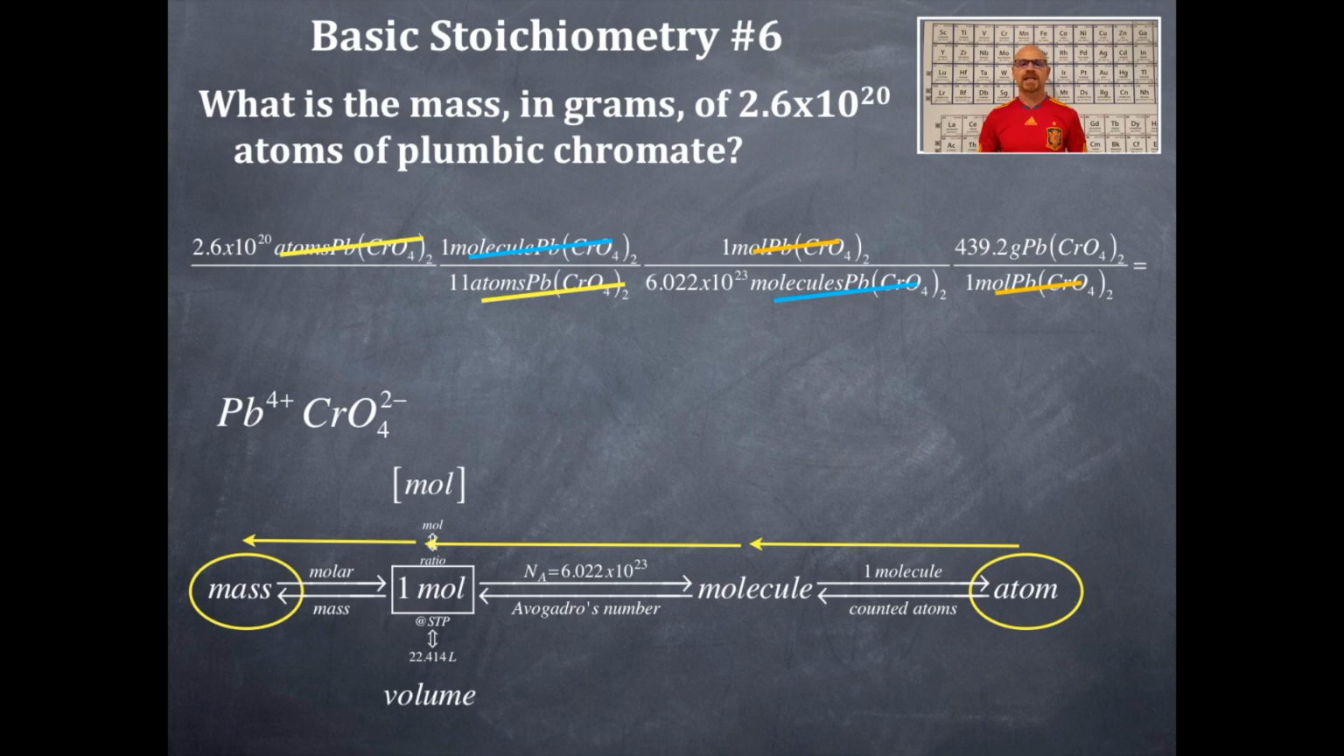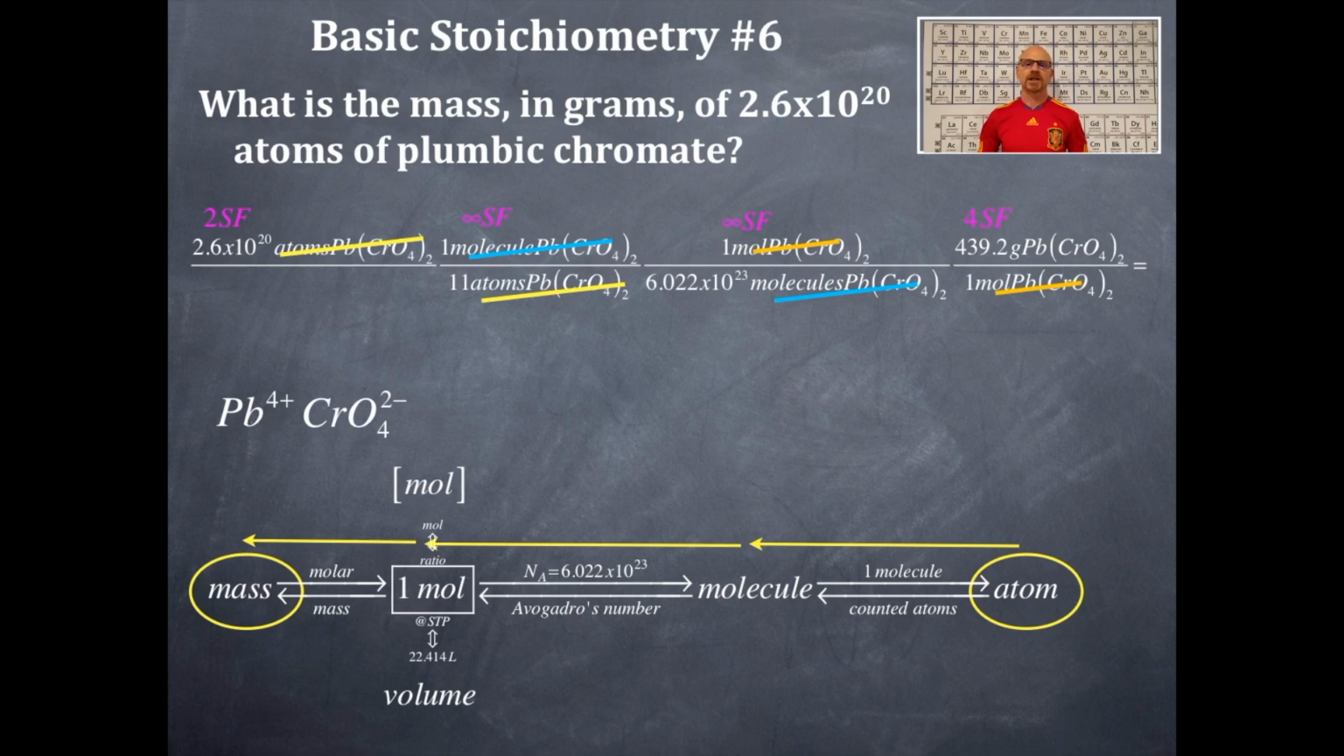Okay, then we're going to take all these numbers and figure out how many significant figures we have. So 2.6 times 10 to the 20, that's 2 significant figures. The 1 molecule has an infinite number of significant figures because this is a definition. That is, 1 molecule equals a counting number of atoms. But we're going to carry on with the rest of our numerator terms. 1 mole, that's an infinite number of significant figures. The 439.2, that has 4 significant figures.